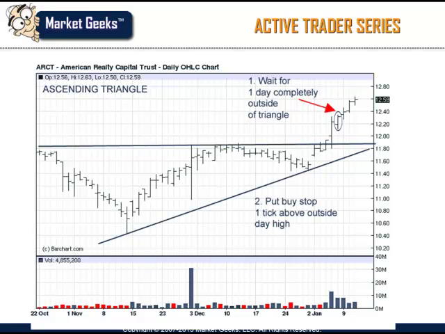If the outside day was above the triangle, I would put a buy stop a few ticks above the high of the outside day and see if the market hits that price the next day. I would leave the stop there for 2 or 3 days. If the market goes back inside the triangle, you should cancel the order.